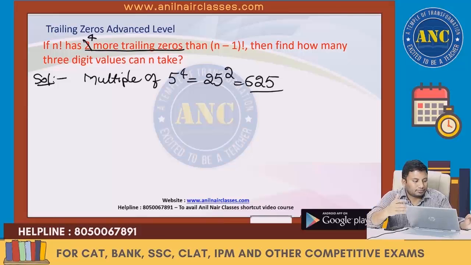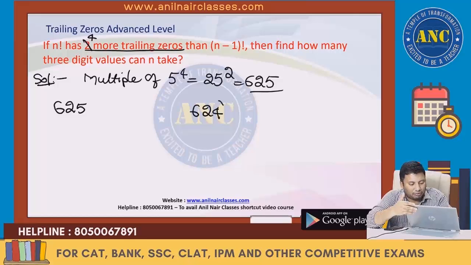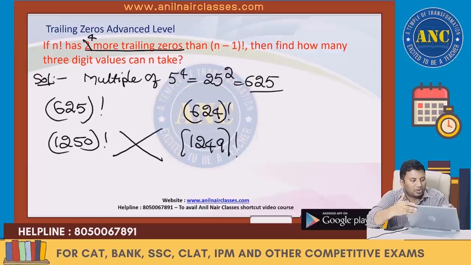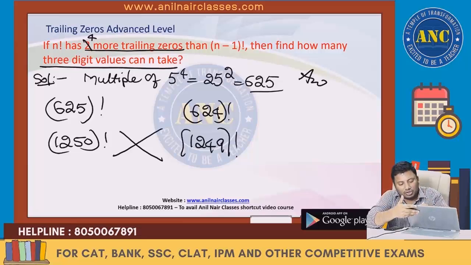Right? So what is the value? If n is 625, then n minus 1 is 624 factorial. The next number will be 625 into 2, which is 1250 factorial and 1249 factorial. This is not possible because I want a 3-digit value. The answer for this question is 1.